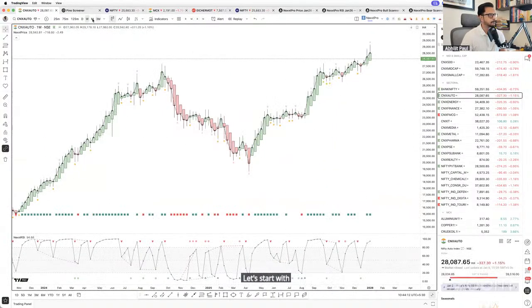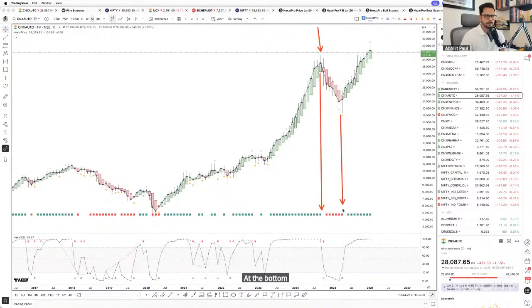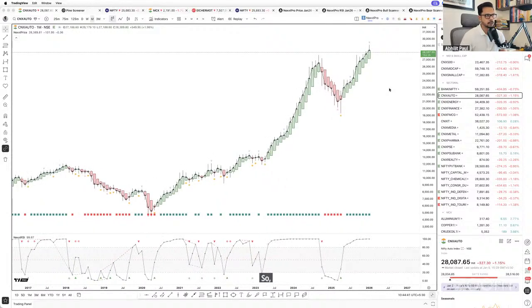Let's start with auto. Auto monthly, fantastic. It's nothing we can say, right? Whenever I say fantastic, at the top, everything looks fantastic. At the bottom, everything looks bearishly fantastic, correct? So I will position myself and strategize based on what I see, not necessarily what can happen and predict. So this monthly chart of auto is not throwing me any signs of worry. So I'm not causing unnecessary stress.